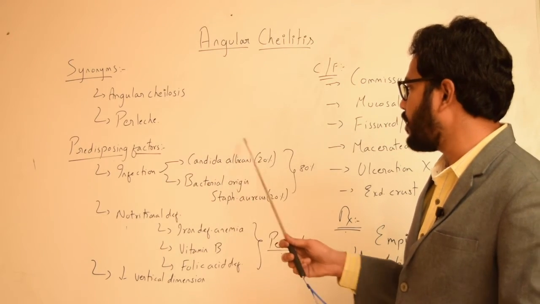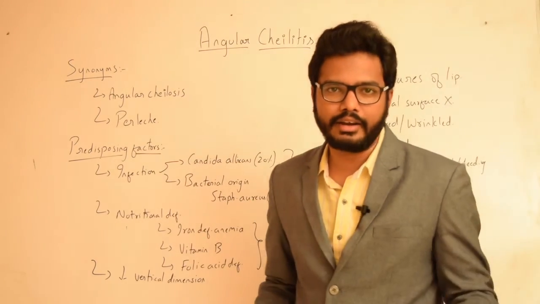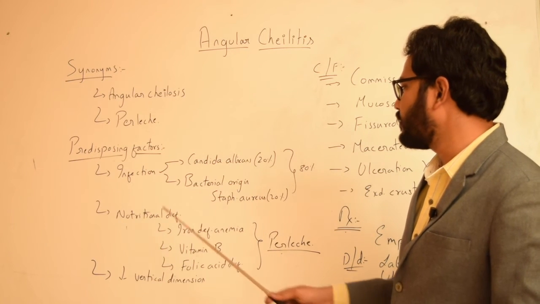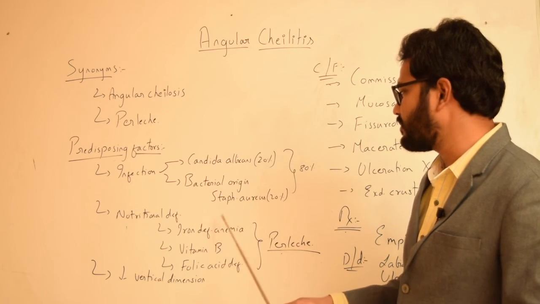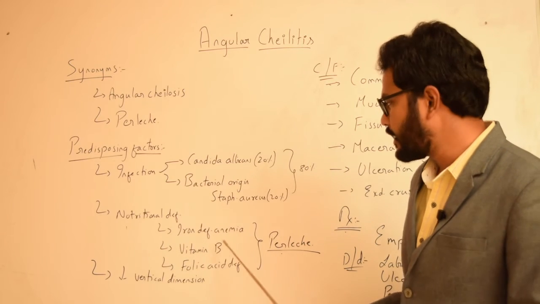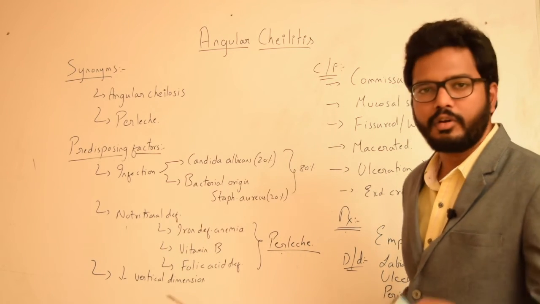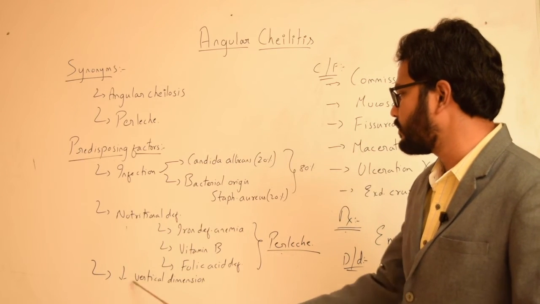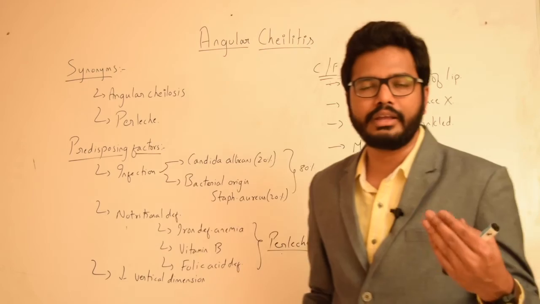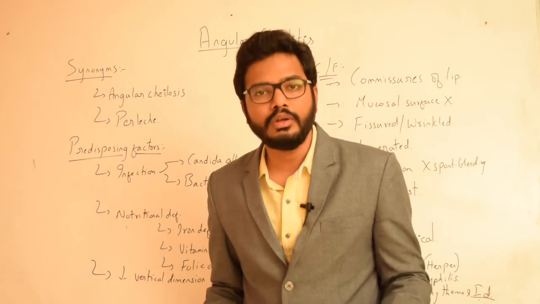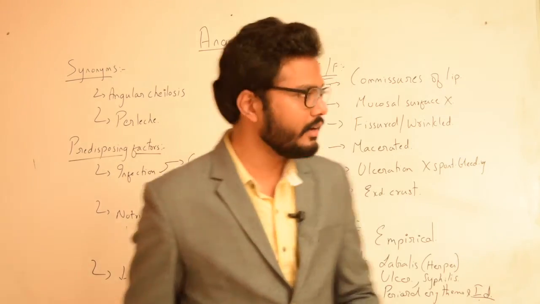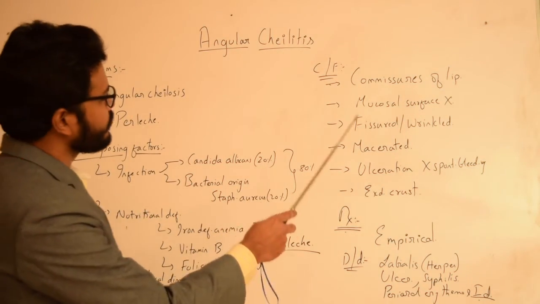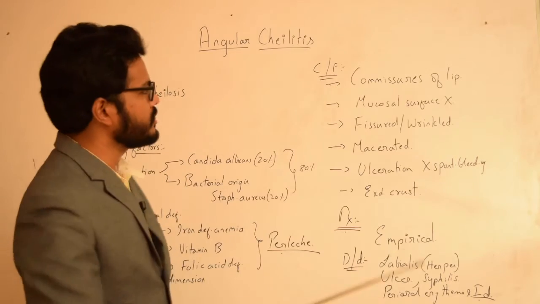The most common organisms associated with angular cheilitis are either Candida albicans or Staph aureus. Nutritional deficiencies such as iron deficiency anemia, vitamin B, and folic acid deficiencies can also lead to angular cheilitis. Most importantly, decreased vertical dimension or vertical height is seen commonly in old age people and also in chronic denture wearers, right? So these are some of the predisposing factors, and clinical features include that it is characteristically seen at the commissures of the lip.